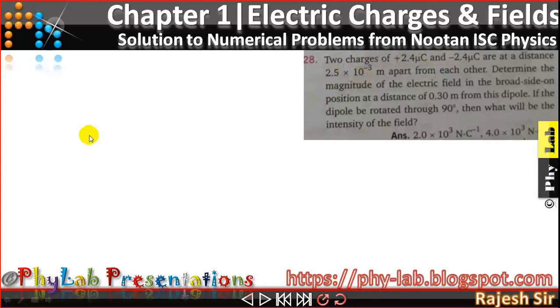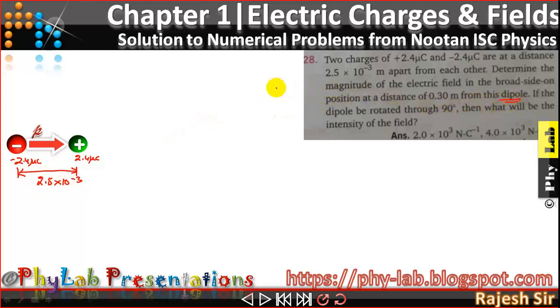We have been given two charges. One is plus 2.4 microcoulomb, whereas the other one happens to be minus 2.4 microcoulomb. So this happens to be minus 2.4 microcoulomb charge, and this happens to be plus 2.4 microcoulomb charge, and they are separated by a distance. How much is the distance given, friends? The distance given is 2.5 into 10 to the power of minus 3 meter apart. And friends, this combination of charges constitutes an electric dipole. So they say they form an electric dipole.